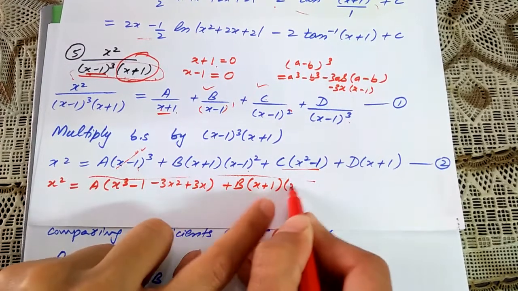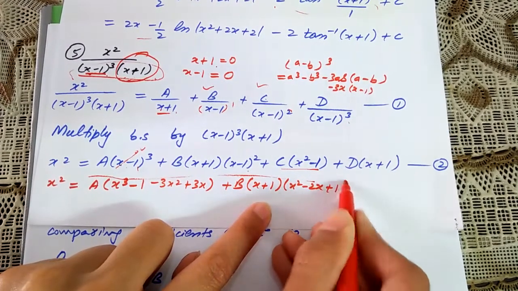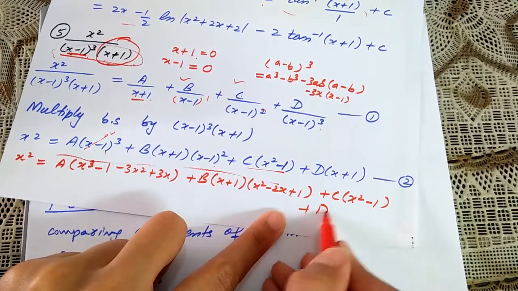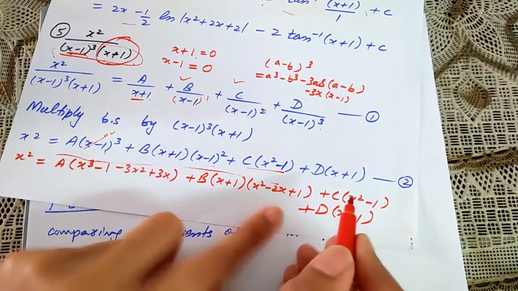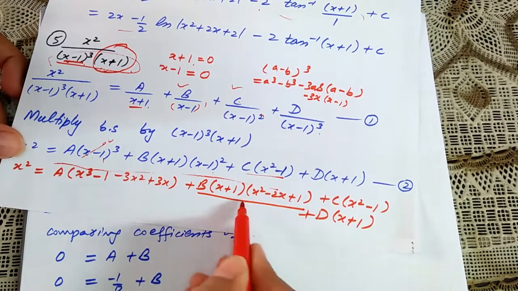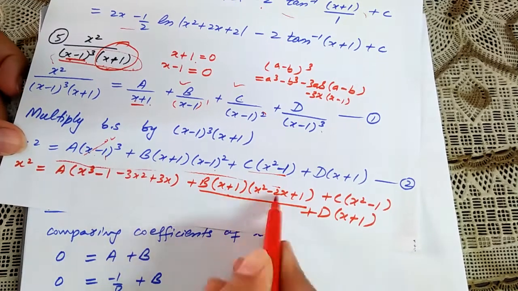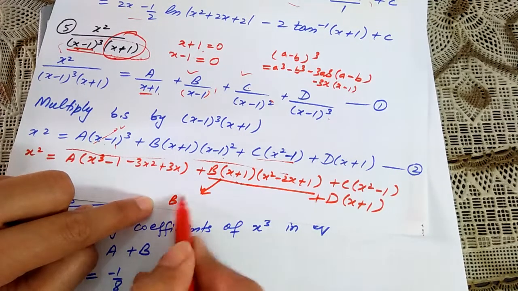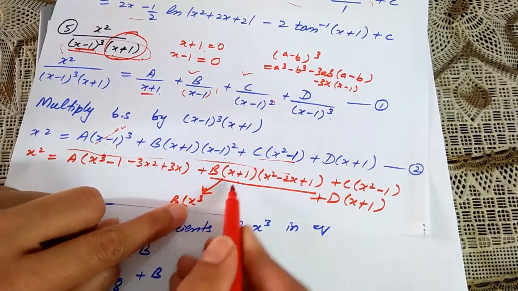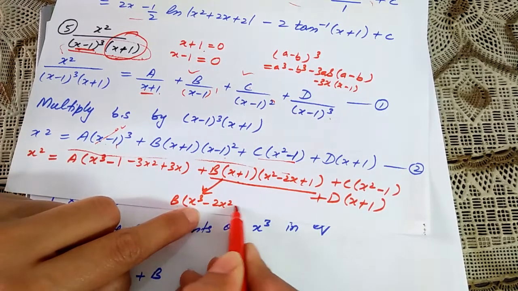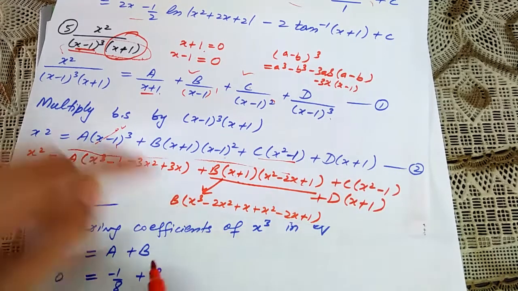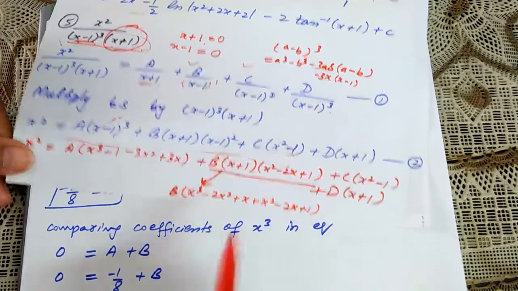x plus 1 into x square minus 2x plus 1. Then this thing x square minus 1 as it is, and plus d x plus 1 as it is. Now I can further multiply this b term, and I will get here b into x cube minus 2x square plus x square minus 2x and plus 1. This will be the coefficient of b.